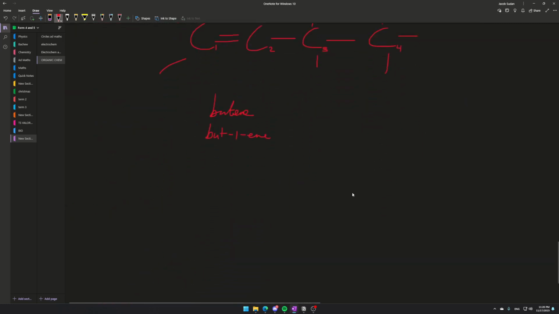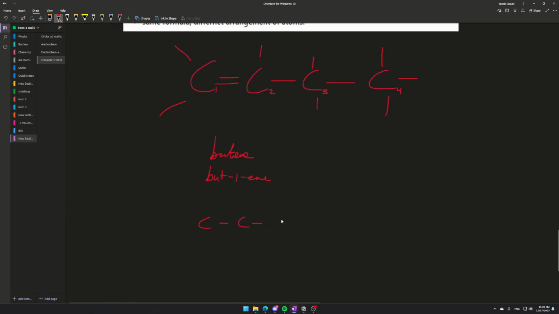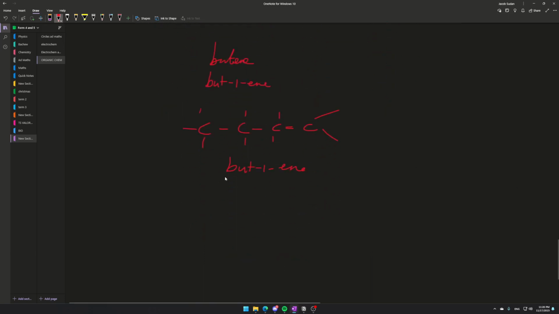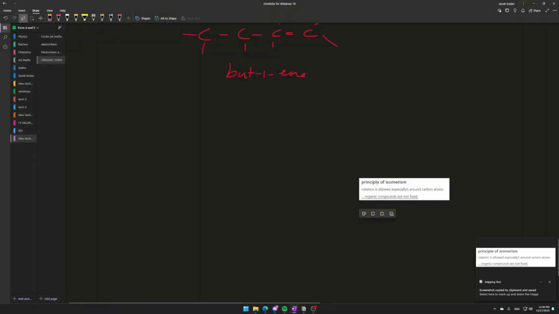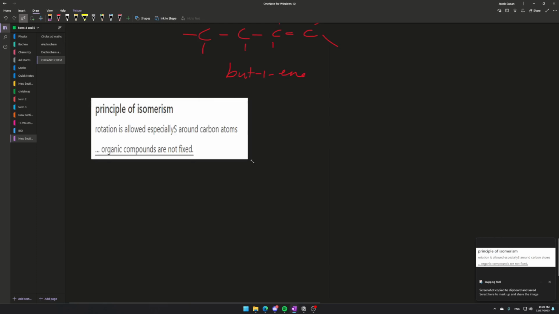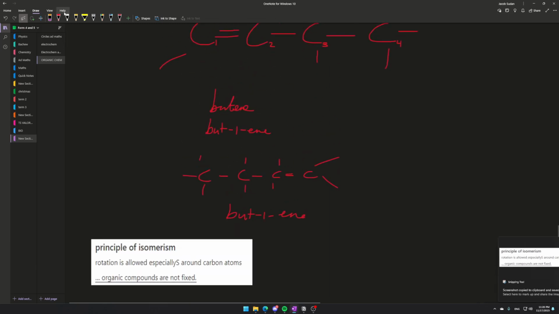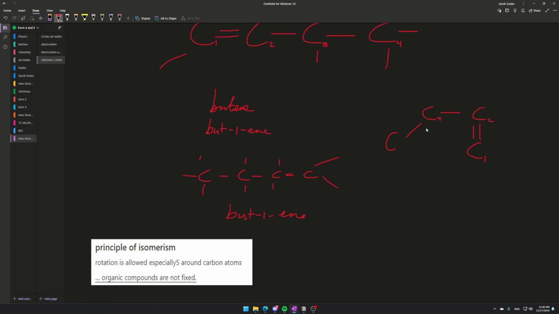But here's the other thing. Let's say we flip that around. C, C, C, C. This is also but-1-ene. And that's where the principle of isomerism comes in. The principle of isomerism states that rotation is allowed, especially around carbon atoms. So even if we had something that did look so absurd like this, C, C, C, C, this is still but-1-ene because we can number them 1, 2, 3, 4.